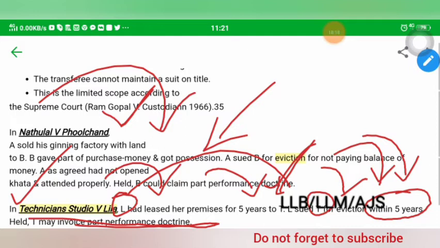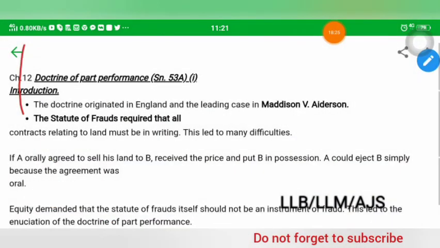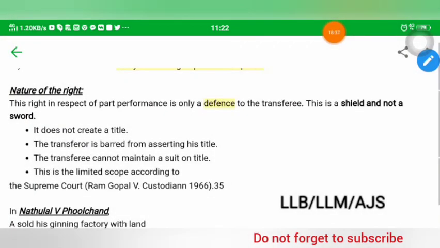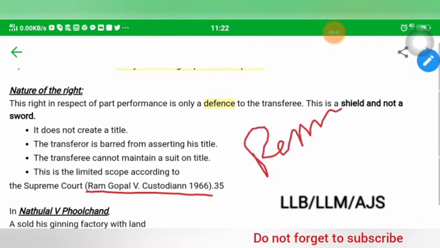So how many cases have we found? Let's revise again. This is the revision part. Case number 1 is Madison versus Ederson, and it relates to the statute of frauds, which originated in England. Number 2 is Ram Gopal versus Custodian. In this case, what was held? There is limited scope of application of this doctrine according to the Supreme Court, as held in Ram Gopal versus Custodian. This is case number 2.